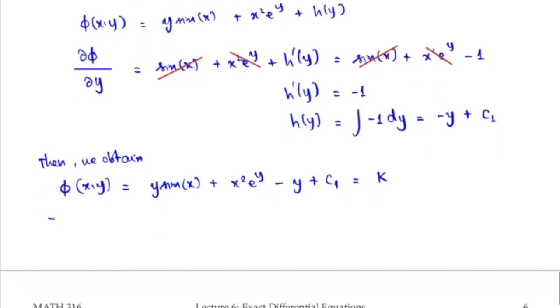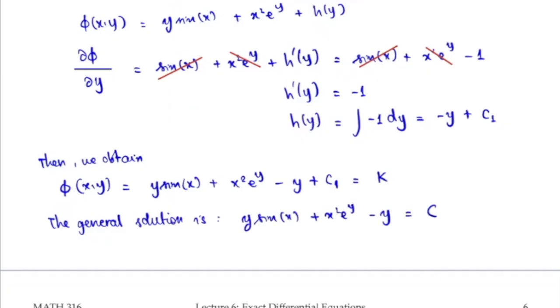Now you combine them together to have another constant. Therefore, the general solution is y times sine of x plus x squared e to the y minus y equal to a constant c. Again, c is the combination of c1 and K. Now that's the general solution. So we're going to use the initial conditions to find the value of capital C. When you do that, you get the particular solution.